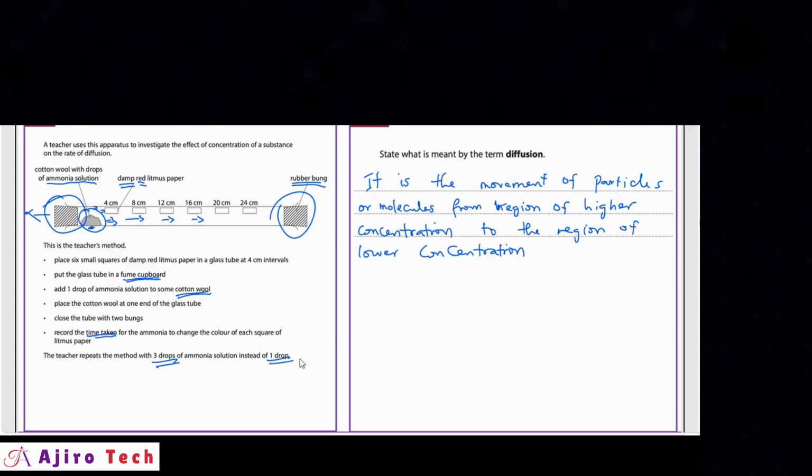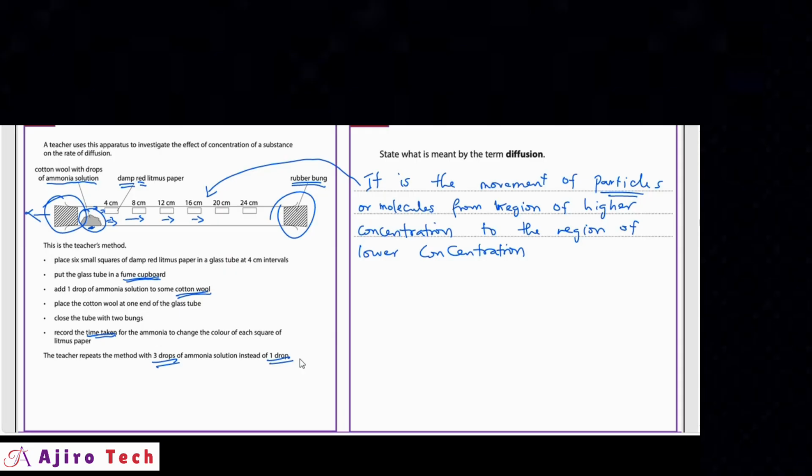Now, let's apply this definition that we have written to this investigation and let's see if it relates. It is the movement of particles. Particles of what? Particles of ammonia. Because the ammonia will be evaporating. Ammonia gas, the particles will be evaporating. As it is evaporating, it will be spreading. Now, the first damp red litmus paper is spotted at 4 centimeters.